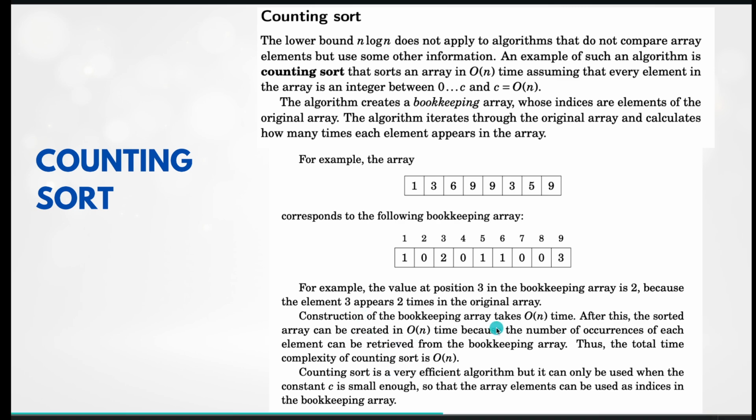Construction of the bookkeeping array takes O(n) time. And after this, the sorted array can be created in O(n) time because the number of occurrences of each element can be retrieved from the bookkeeping array. Therefore, counting sort has complexity O(n). Counting sort is a very efficient algorithm, but it can only be used when the constant c is small enough so that the array elements can be used as indexes in the bookkeeping array.